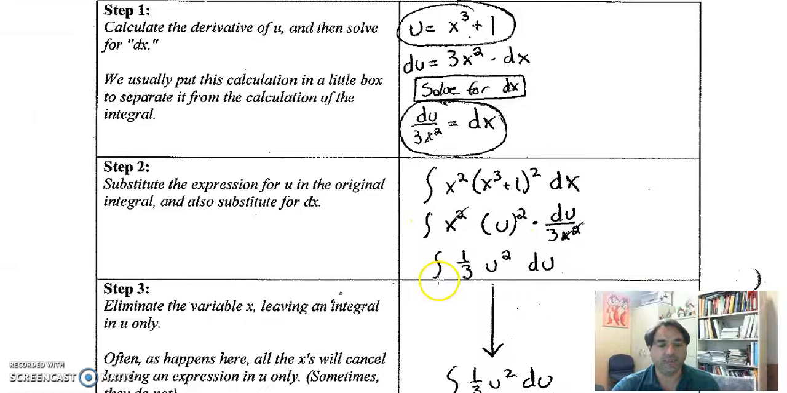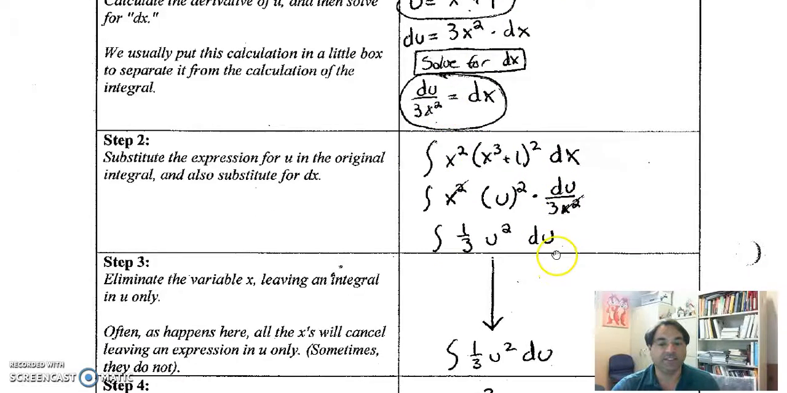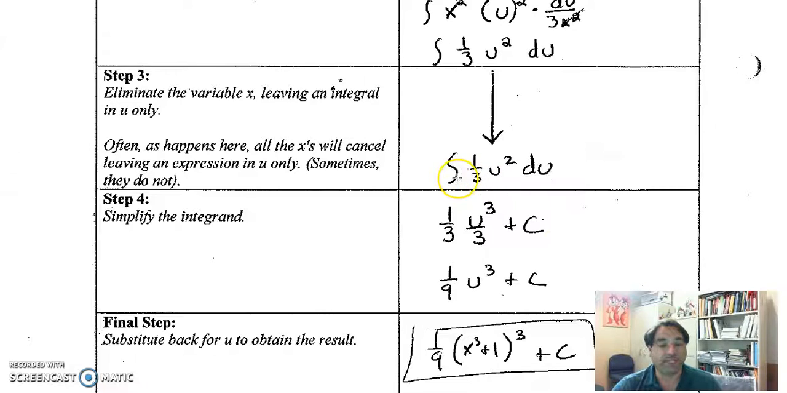We still have to take the integral. We haven't taken the integral yet. We have 1/3 u squared du. So again, we started with something more complicated, and with the correct u substitution, it ended up being something much simpler. But we haven't taken the integral yet.